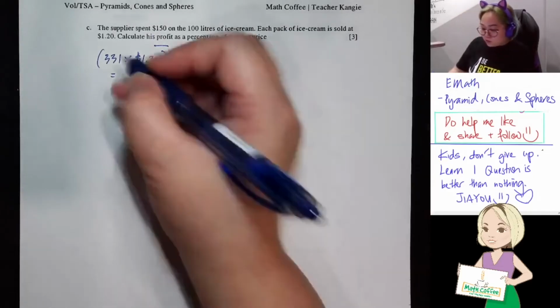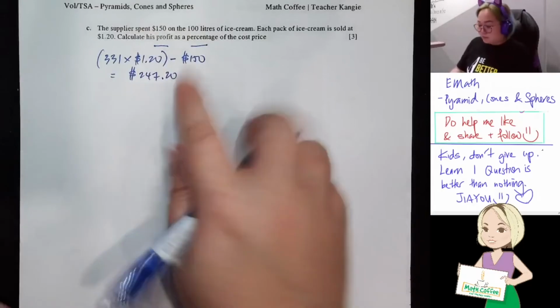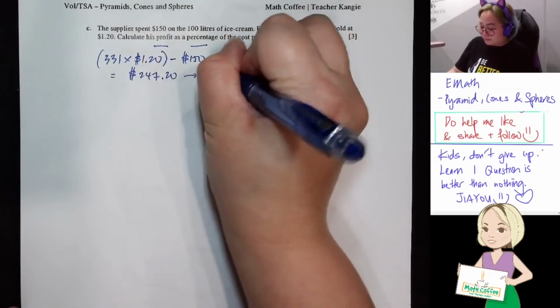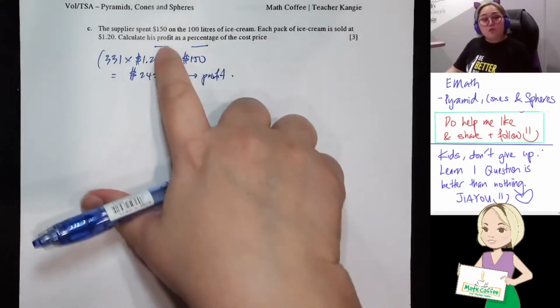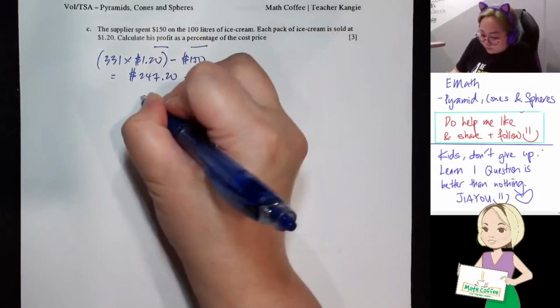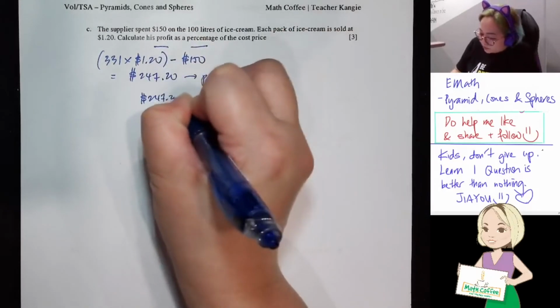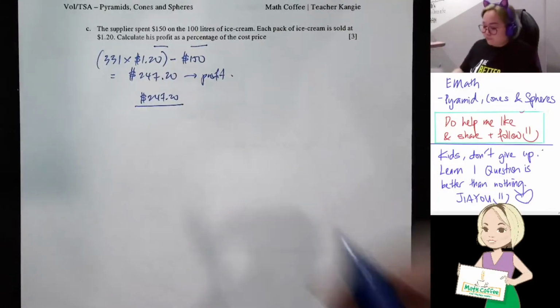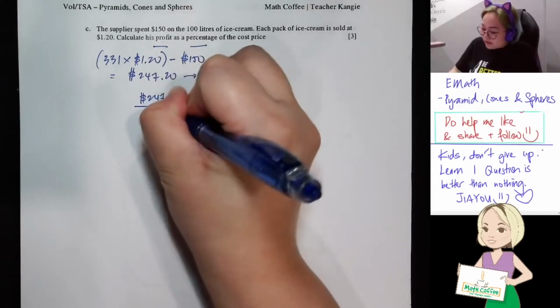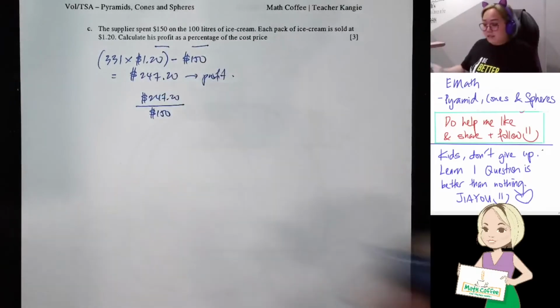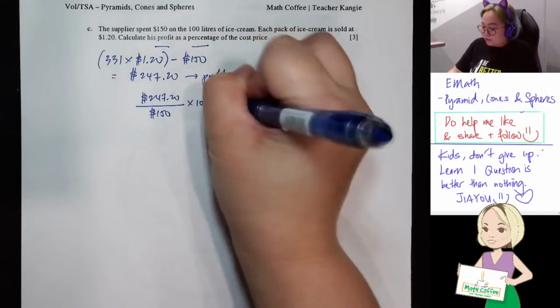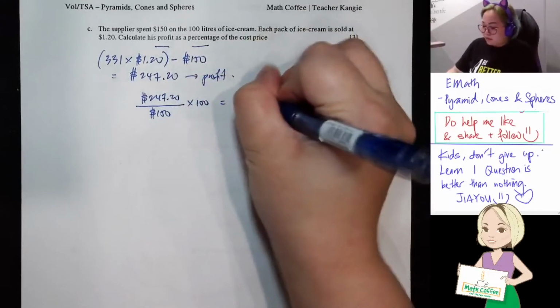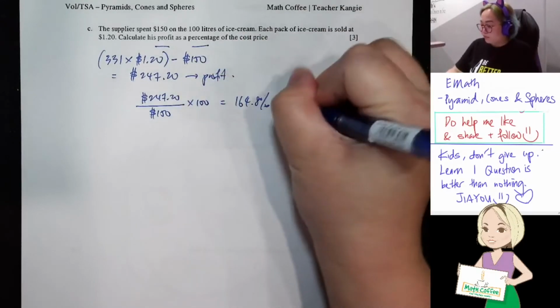Okay, so then after that, this is my profit. I want to do my percentage. So my profit amount, 247.20, over my cost price. Always over cost price. So my cost price is $150. So it's out of 150, and I want percentage, so you just times 100. Press the calculator, you get 164.8% profit.